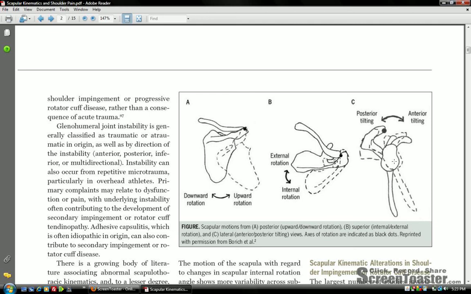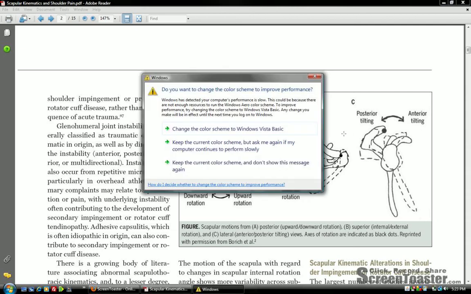And finally, probably the newest and most important acknowledgement of why scapular mechanics are so important is posterior tilting of the shoulder blade, because this, as you can see, moves the tip of the acromion out of the way, especially if you have a grade 2, grade 3 acromion with a hook here.